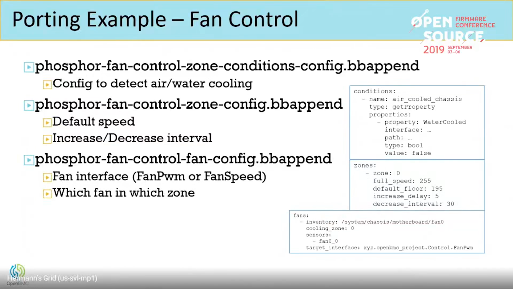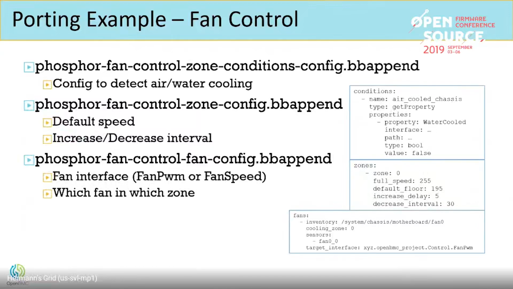And in this config, it defines the full-speed PWM value and the default floor, and the increased delay and the decreased interval. In the default case, when the system is powered on, it will use the full speed. And when there are no other events, it will use the default floor, so it will decrease the fan speed to PWM 195.